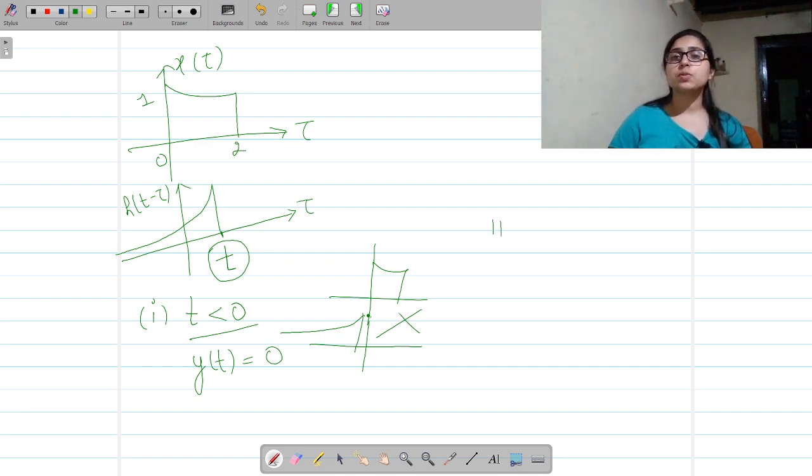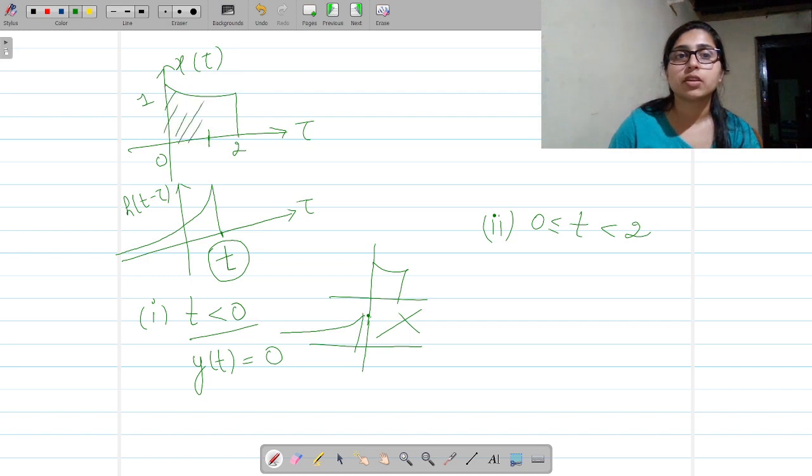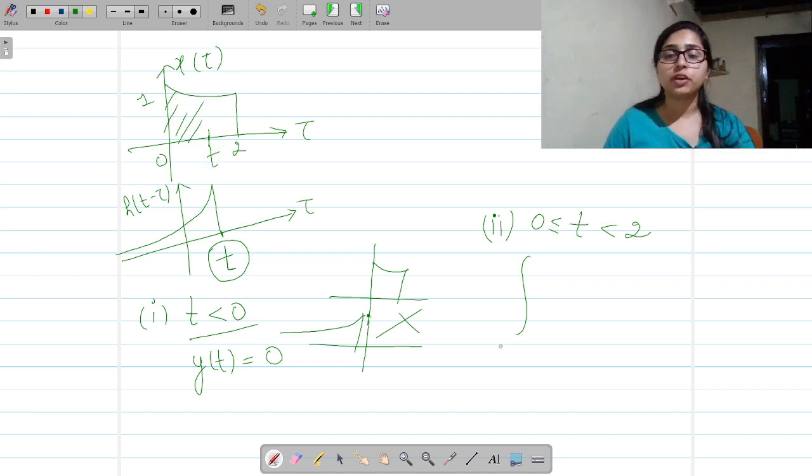Okay, in the second case, I will place this t somewhere in between 0 and 2. So t should be greater than or equal to 0 and less than 2. This is my second condition. What I have done is placed h of t minus tau somewhere in between 0 and 2. So what is the overlapping region? This will be the overlapping region till t, right? So what will your convolution integral be then? It will not be from minus infinity to infinity, it will be from 0 to t, because in the overlapping region I have 0 to t.